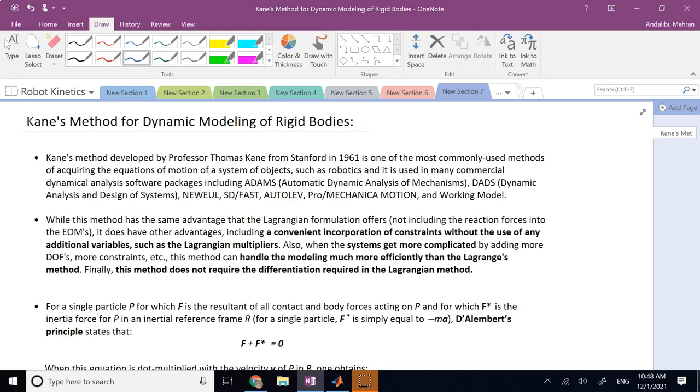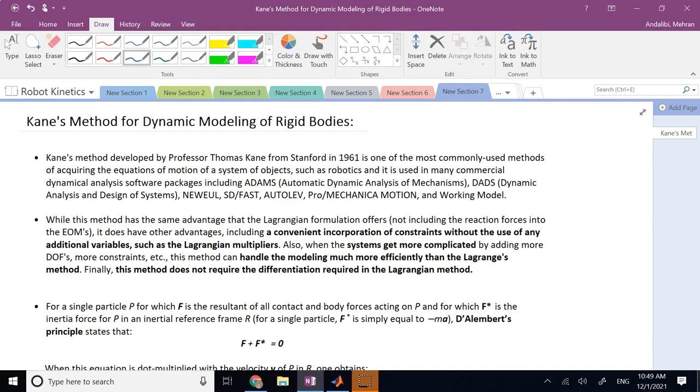There is a third method developed by Professor Thomas Kane from Stanford University in 1961 called the Kane Method, which has the advantage of not including the reaction forces for which the total work is zero. So it has the same advantage as the Lagrangian method, but it has some extra bonus advantages, like for example, it does not need to take the derivatives that you need to do in the Lagrangian method.